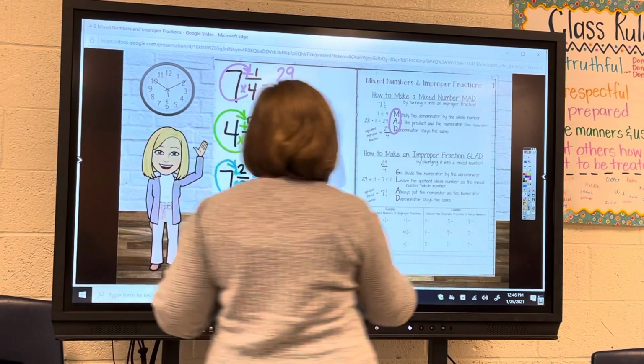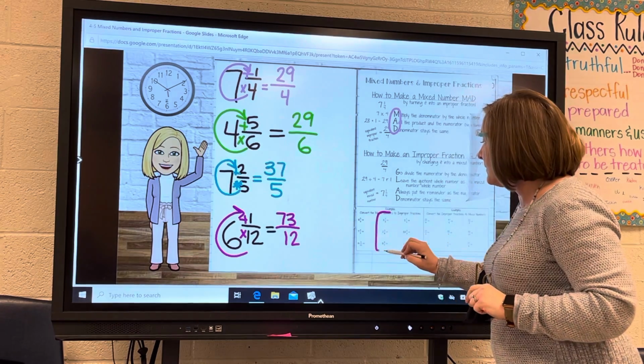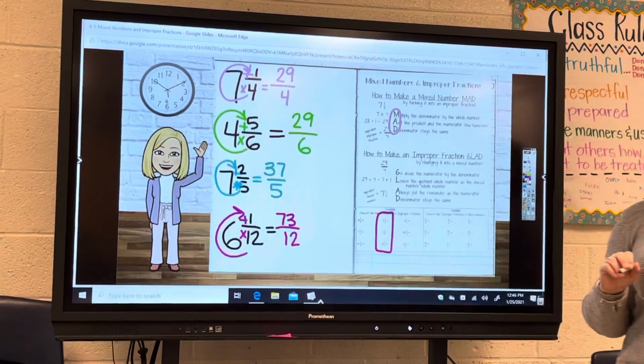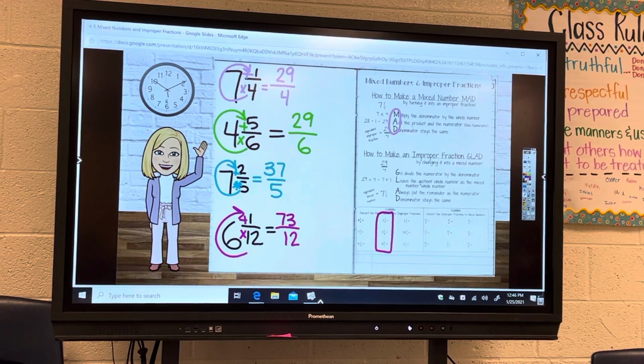I want you to work on this middle column, and I'm going to come around and check your work, okay? I want you to work on the middle column.